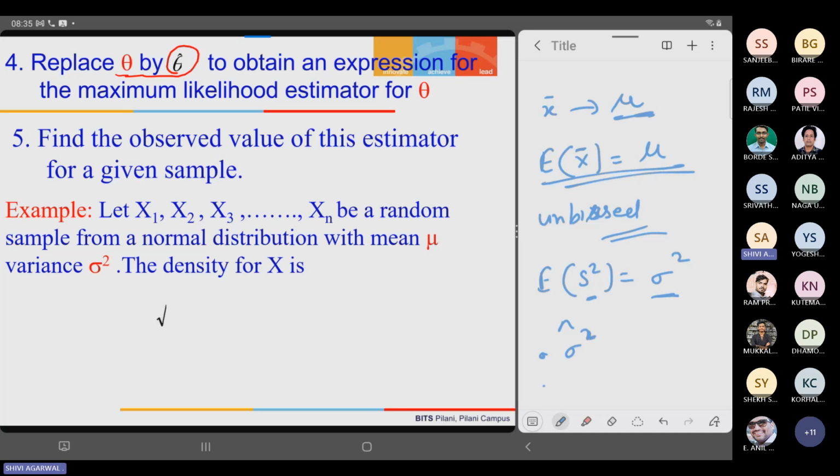Now we are doing one example so that you can understand this theory very well. First we take a normal distribution. You know the density function of the normal distribution. You know that there are two parameters of the normal distribution, mu and sigma.